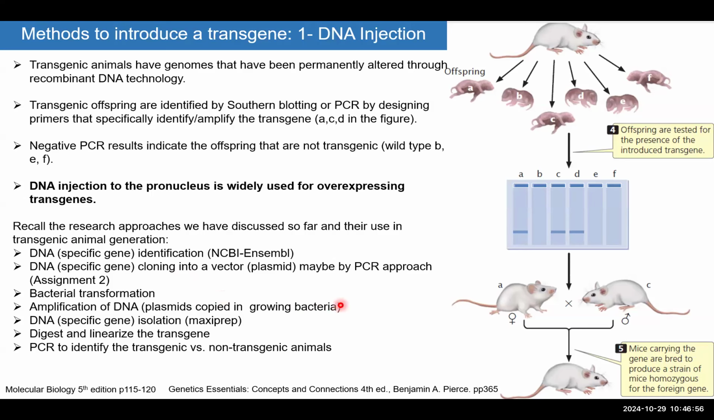And after that, you can isolate the DNA, as we discussed, by the different ways of isolation and the maxi-prep. Then you can digest with restriction enzymes the transgene and the promoter in order to linearize it. And you can use the PCR strategy to identify transgenic animals from non-transgenic animals. So everything we discussed in terms of DNA, you did it all in this experiment to generate transgenic animals and validate the results you get.